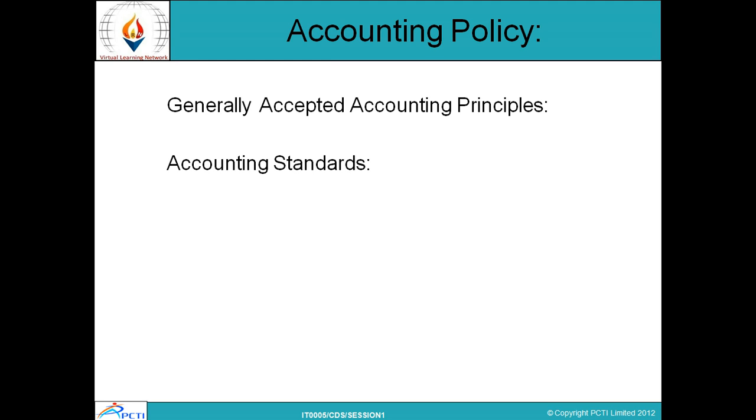Coming to accounting standard. When I say accounting standard, what comes to your mind? To bring uniformity in the terminology of accounting, the Institute of Chartered Accountants of India, ICAI, established the Accounting Standards Board, ASB, which was formed in 1977. In order to have uniformity, all accounting procedures across India should be similar.